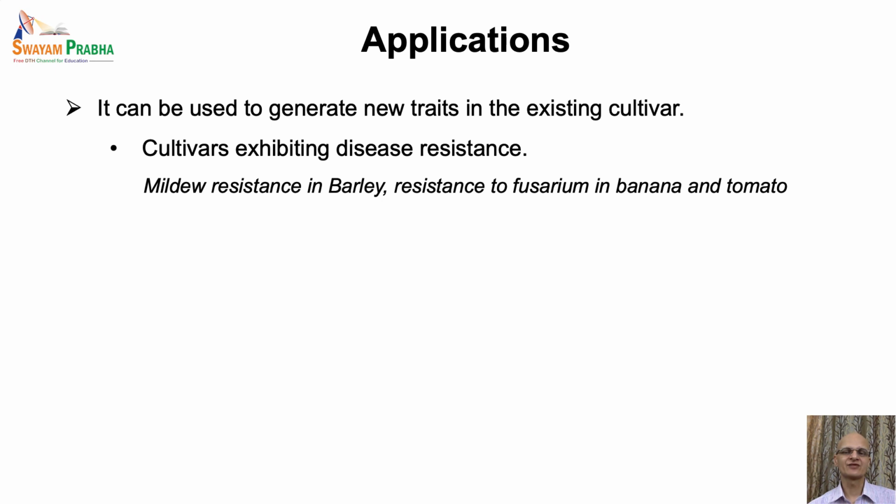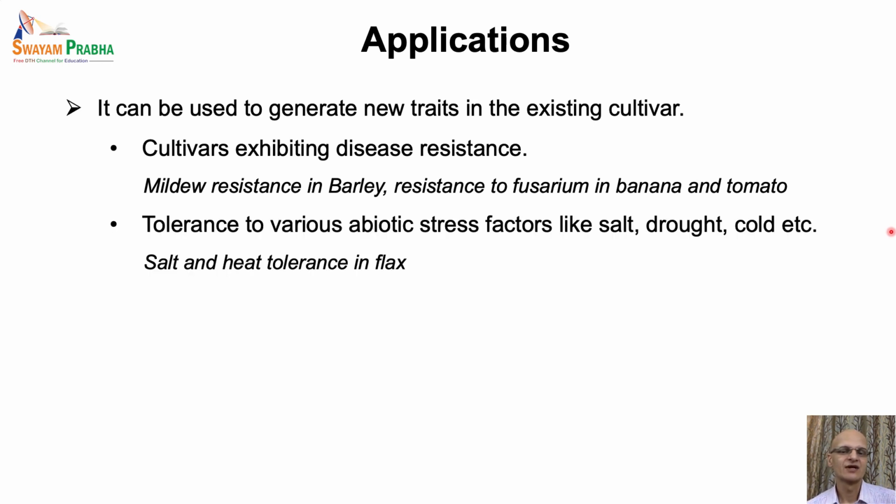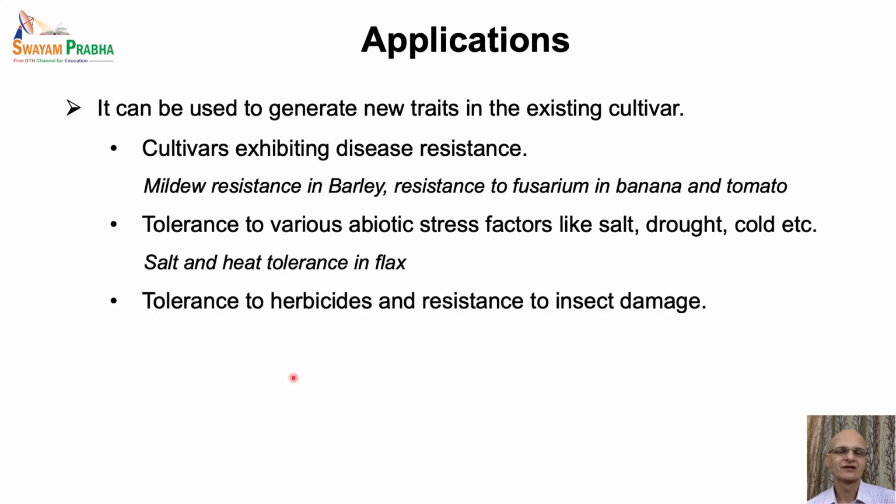Several disease-resistant cultivars have been generated and commercialized, like downy mildew resistance in barley, resistance to fusarium species in several plants like banana, tomato or celery, or resistance to other diseases in sugarcane, brassica or rice, and so on. Similarly, tolerance to abiotic stress factors has also been introduced in some crops, like salt or heat tolerance in flax. Crops with resistance to herbicides and insect damage have also been generated.